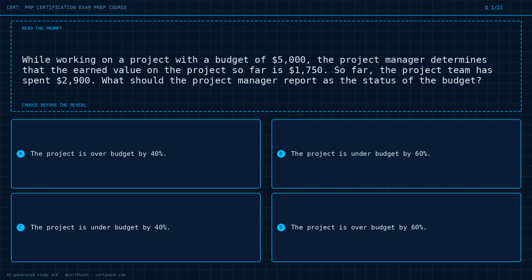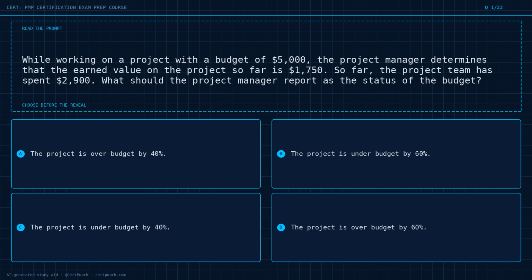Question 1 of 22. While working on a project with a budget of $5,000, the project manager determines that the earned value on the project so far is $1,750. So far, the project team has spent $2,900. What should the project manager report as the status of the budget?